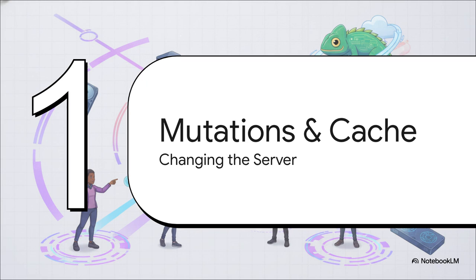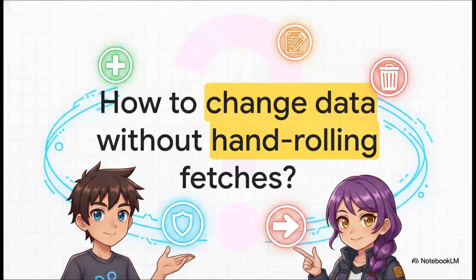Now that we've mastered reading data, let's transition to writing data. Section 5, Mutations and Cache Updates. So here's a big question. How do we cleanly handle creates, updates, and deletes now that we've totally abandoned our manual useEffect fetches? We need a way to change things, right? This brings us to the counterpart of queries, mutations.